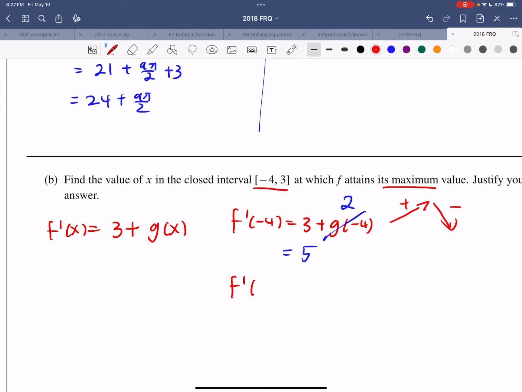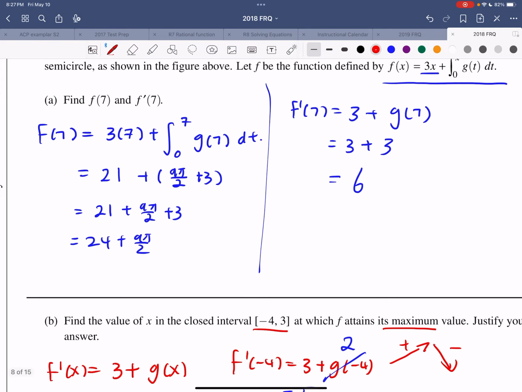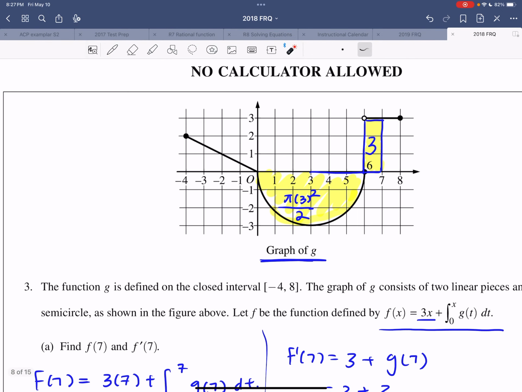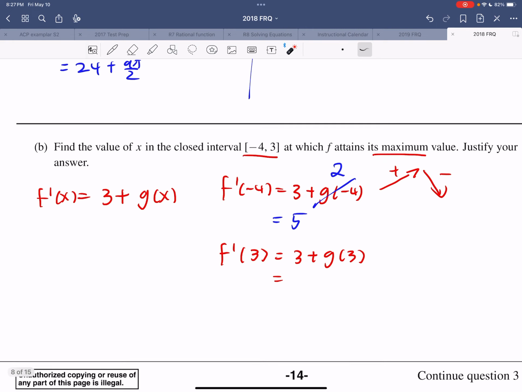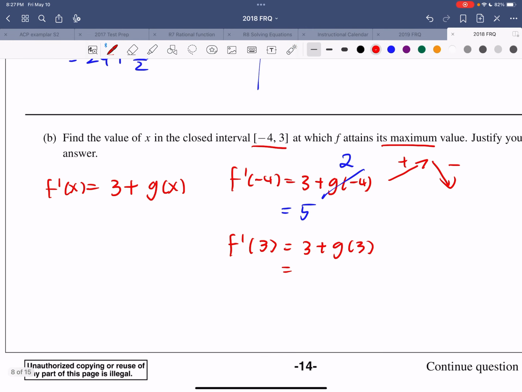F prime of 3. Now, pause the video, and try to find this one by yourself. That's what you get. G of 3 is right here, so this is gonna be -3. 3 minus 3. Therefore, this is gonna be equal to 0.